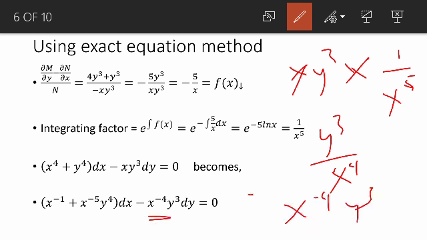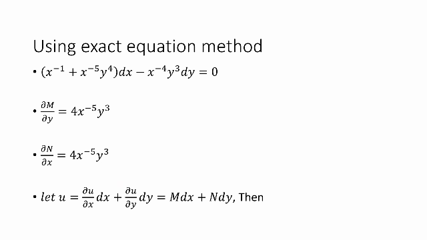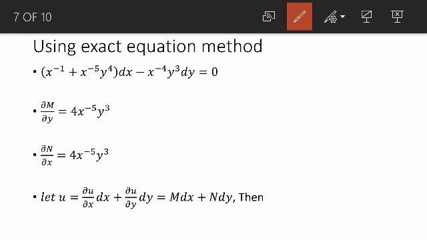That's how we got this. So multiplying through by that integrating factor gives us this. Multiply 0 by anything, you still get 0. Okay, so here we continue from here. Let's see if we achieved our purpose.